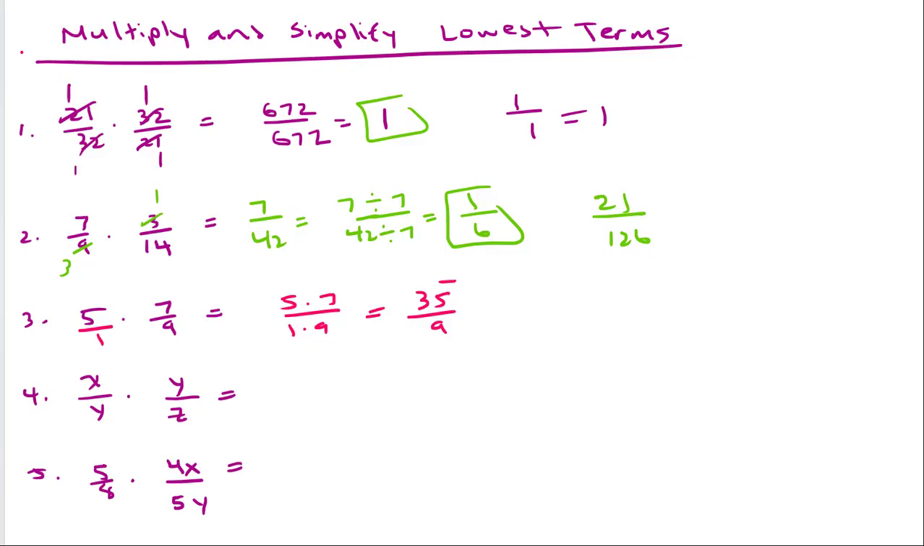And then, let's see, can that be reduced more? No, okay. So we can't reduce that any further. So 35 over 9 would be our lowest term there. Okay.